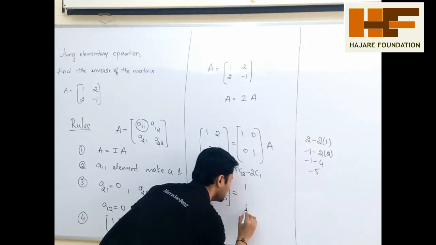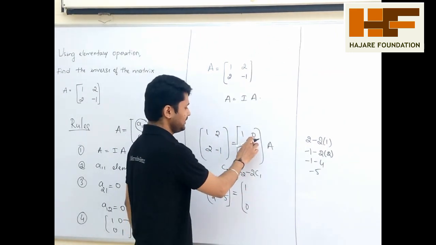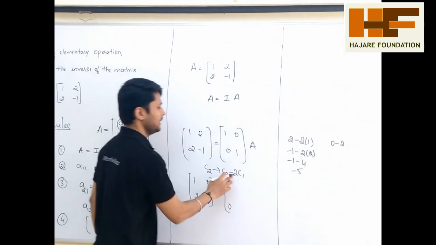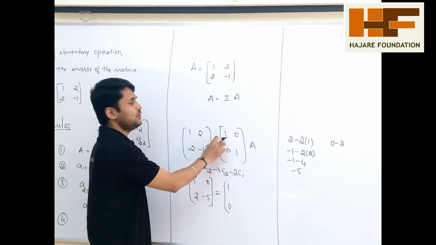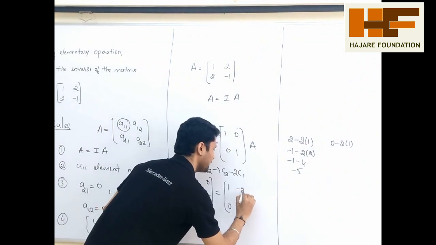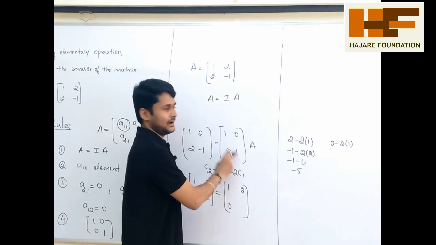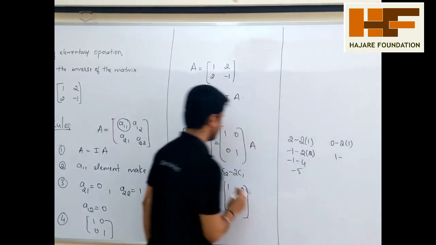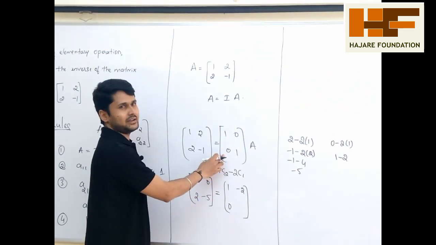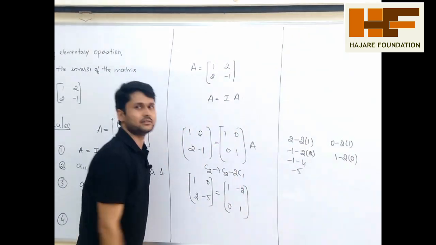1, 0, 1, 0. The second column changes to C2 minus 2 times C1. What is the C2 element here? 0. 0 minus 2 times the C1 element, 1, which is equal to minus 2. Write a minus 2. Next, the C2 element is 1, right? 1 minus 2 times the corresponding C1 element, 0 into 0. Simplify the term, the answer is 1.